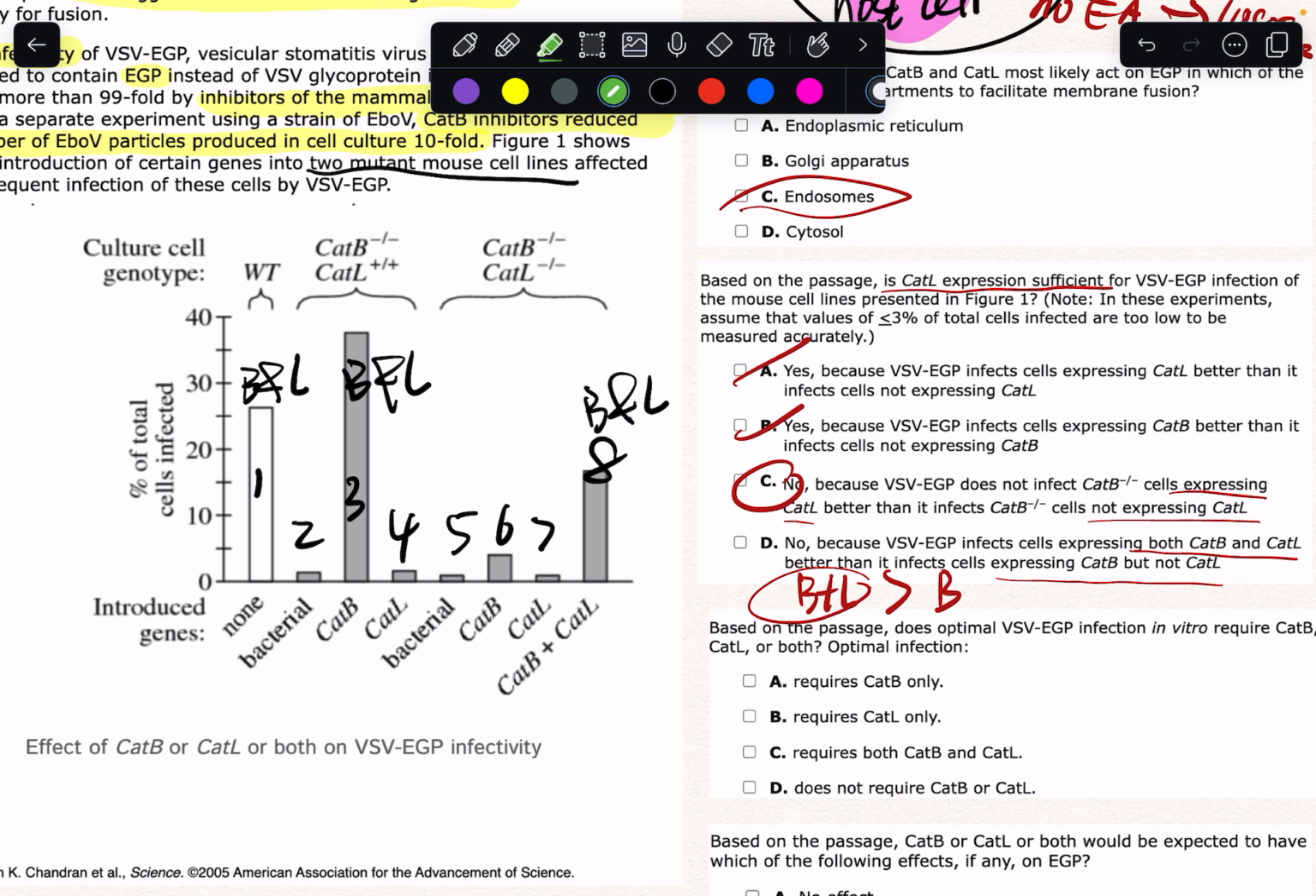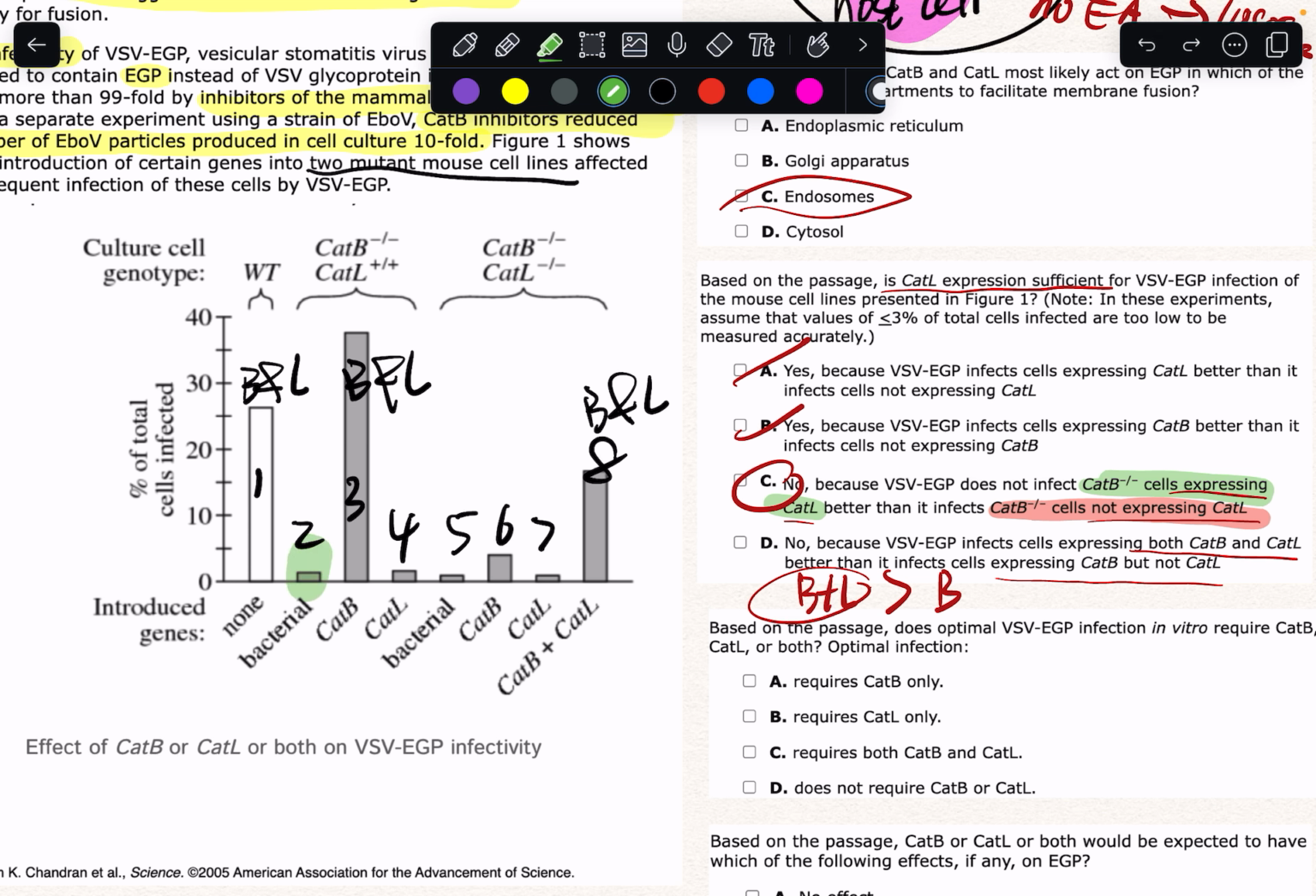So let's analyze C first, okay? C says VSV EGP does not infect cat B minus cells expressing cat L better than it infects cat B minus cells not expressing cat L, okay? So let's color label everything, okay? From my figure, I see that cat B minus, all of them except the wild type, right? Columns 2 to 8, they're all cat B minus, okay? But which ones are expressing cat L?